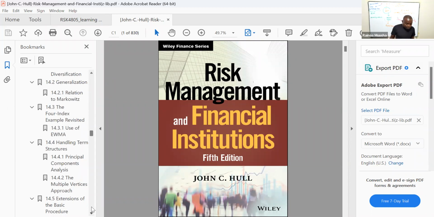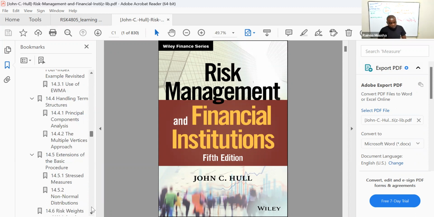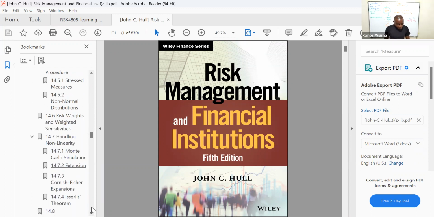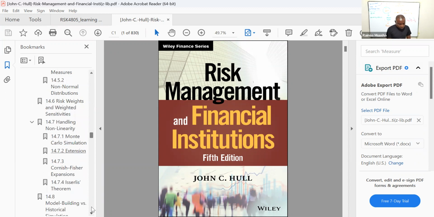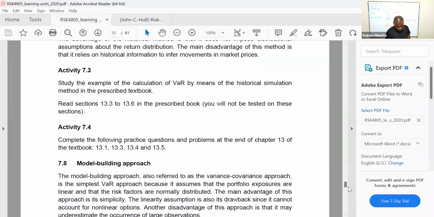Then we also refer back to the exponential weighted moving average method. We also look at principal components analysis as well. And then as a potential theory question, they can also ask us about the multiple vertices approach as well. And these are some of the models and concepts that are also going to be asked when it comes to chapter 14 of the textbook.